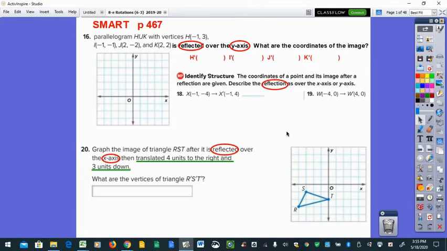I ask you to pause the video. Please do these 4 problems, and we'll come back and see how you did. I'm going to move right over to the answer key here.